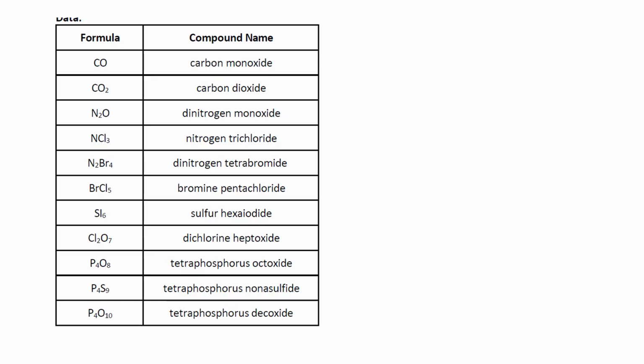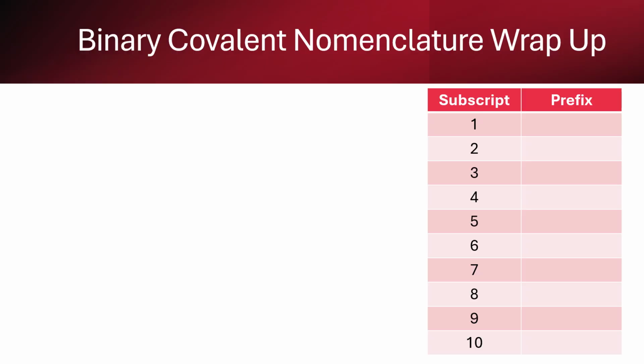For the purpose of brevity in this video, I'm going to ask you to just pause the video and see if you can figure that out. Once you've figured it out, hit play again, and I'm going to go ahead and go on to the next slide. All right, so what is this process for writing names for covalent compounds?